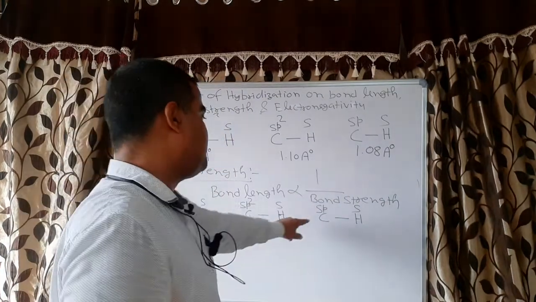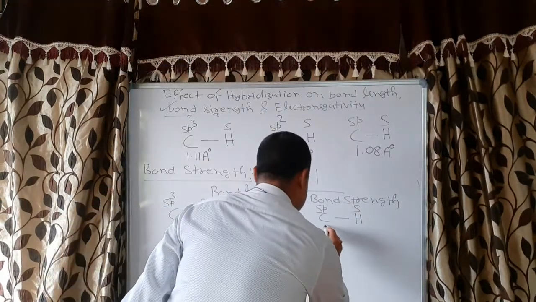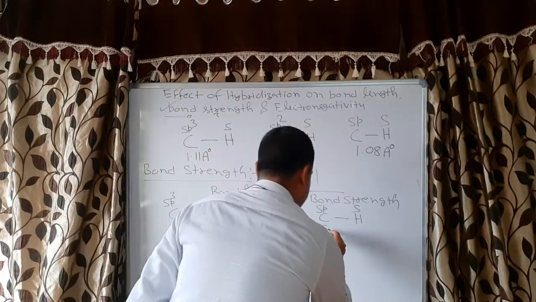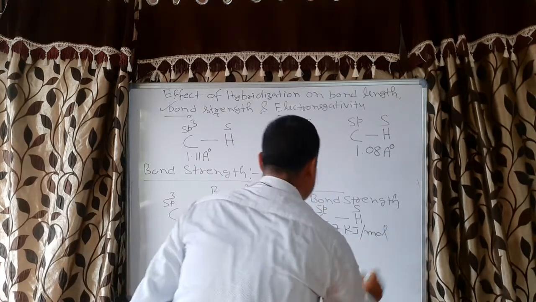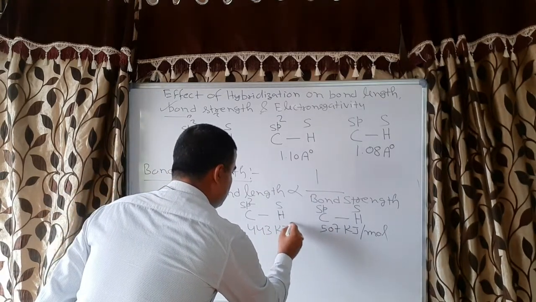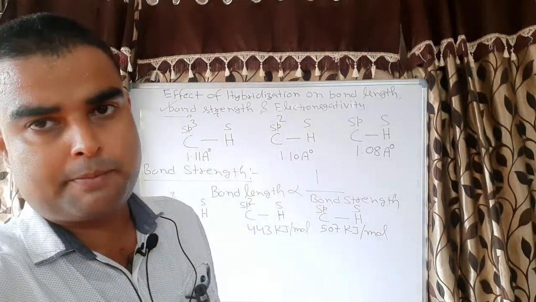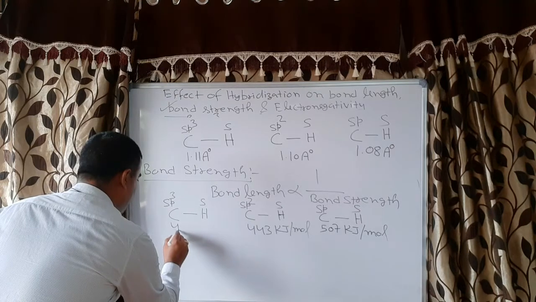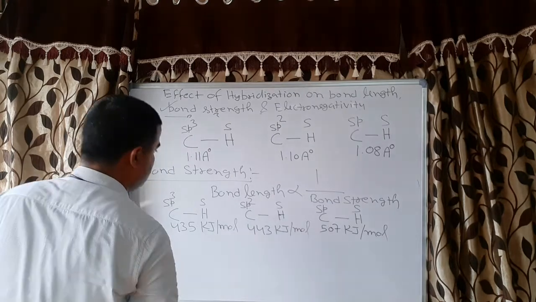It means it will have a stronger bond, and this strength is calculated in terms of bond energy. It has 507 kilojoule per mole. This has 443 kilojoule per mole. Because the more the bond energy, the stronger the bond. And this is 435 kilojoule per mole. Correct?